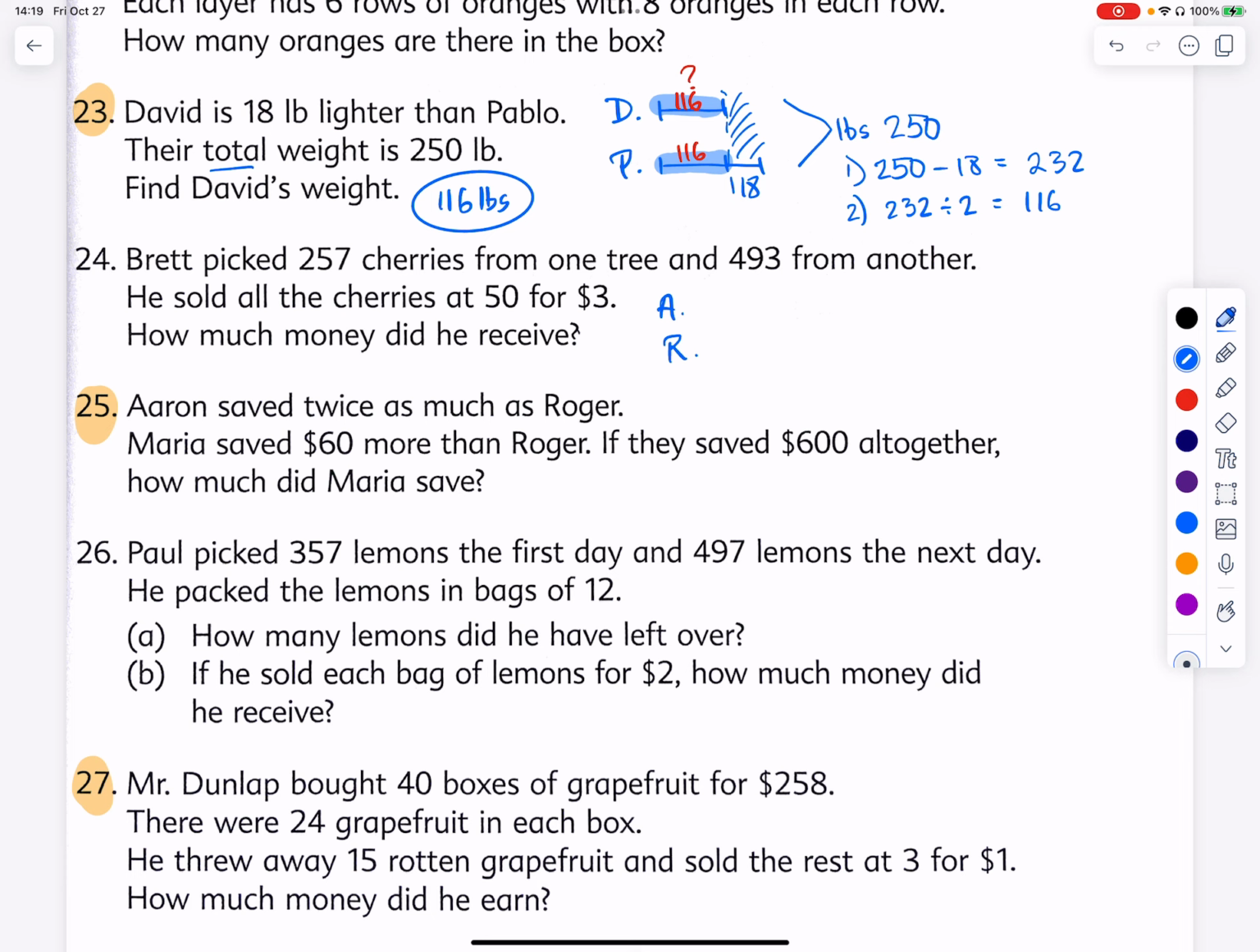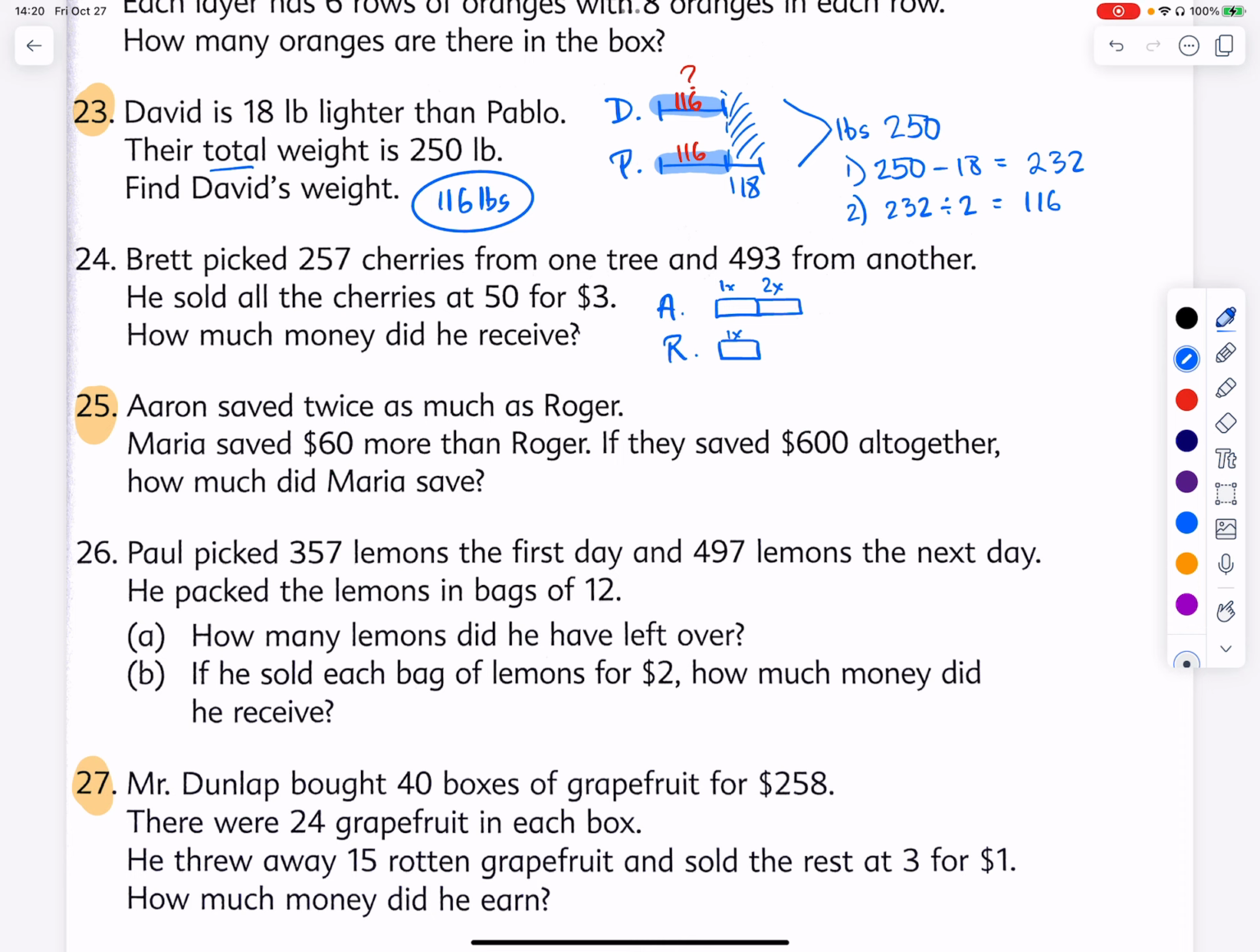Aaron saved twice as much as Roger. Well, Roger saved that much. Did Aaron save the same? No, Aaron saved twice as much. 2 units for Aaron, 1 time, 2 times, right? And Roger saved only 1 time. Aaron saved twice as much money.